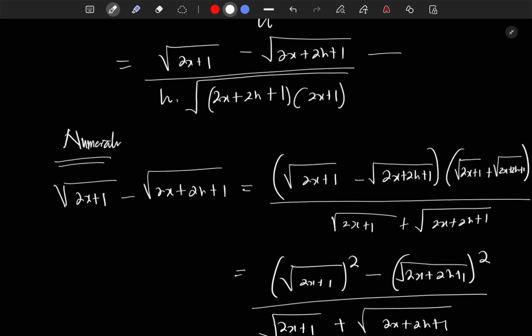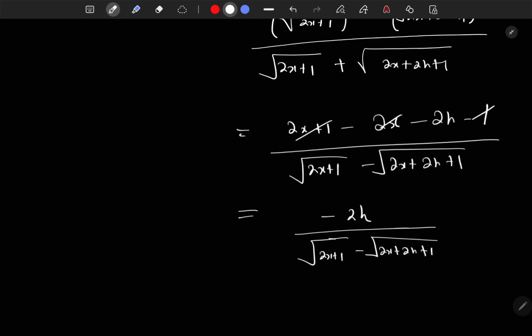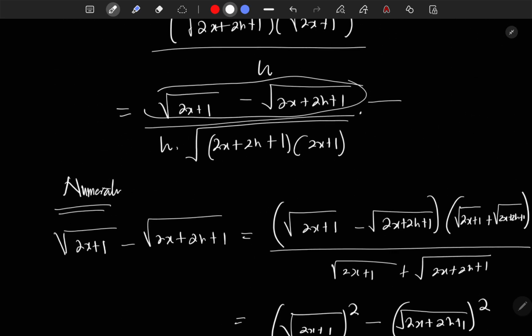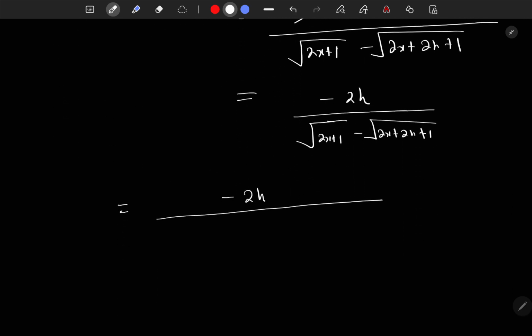Meaning from here, the whole part on top, we are just replacing with what we found there. Our function now becomes, our top part is going to have negative 2h over, remember that this is dividing. Since it's dividing, it's going to multiply with this part here. This part is going to multiply our denominator. Meaning there's h there, and there is also the root of 2x plus 1 minus 2x plus 2h plus 1, but everything here is multiplying.